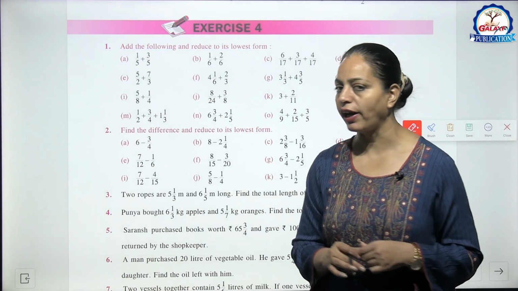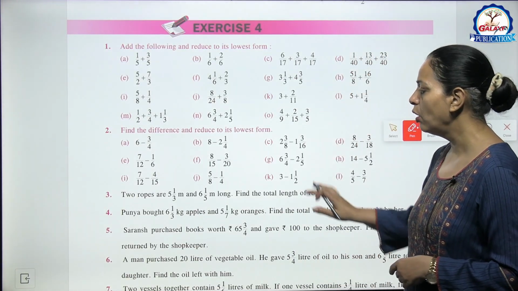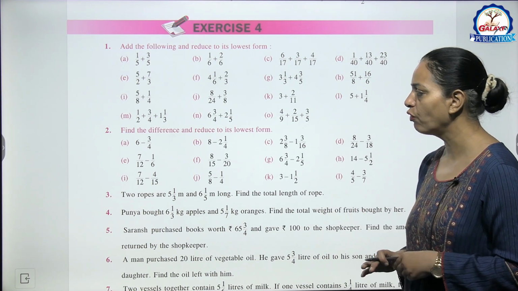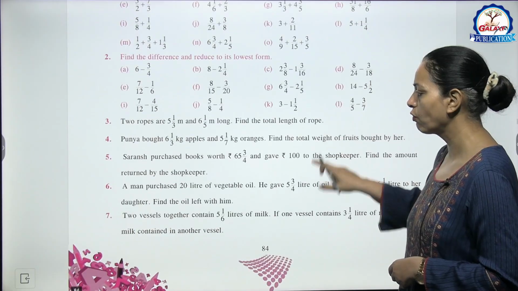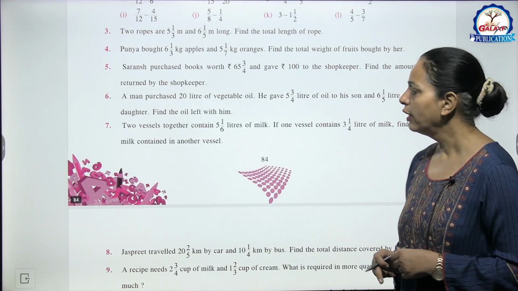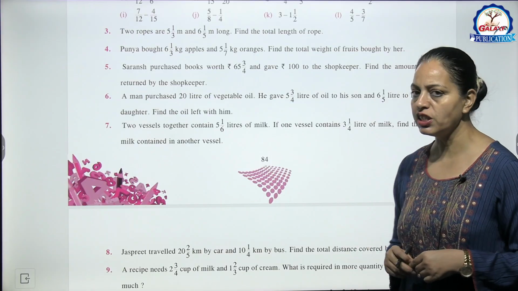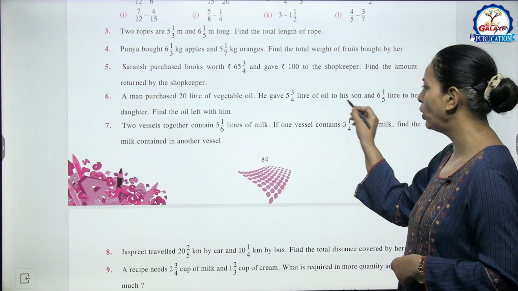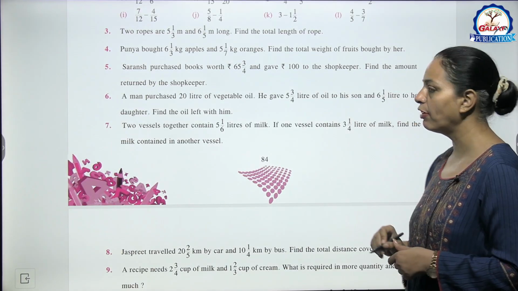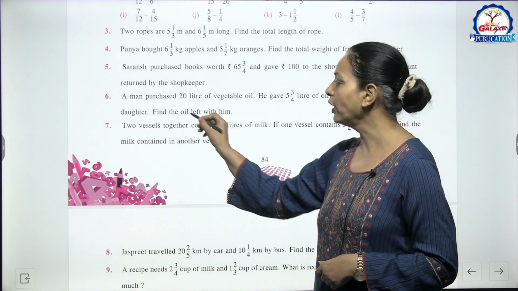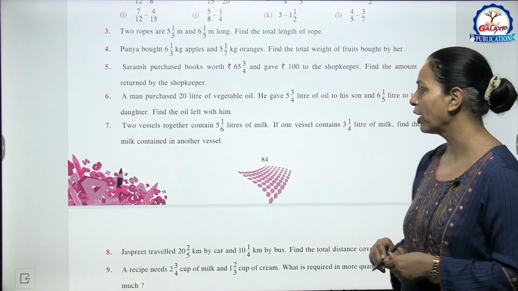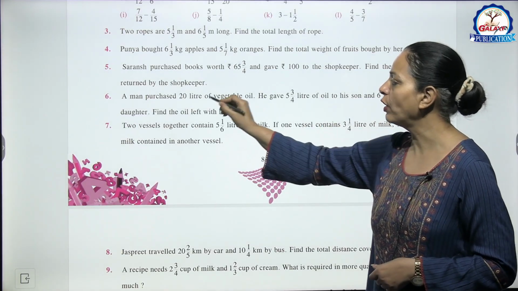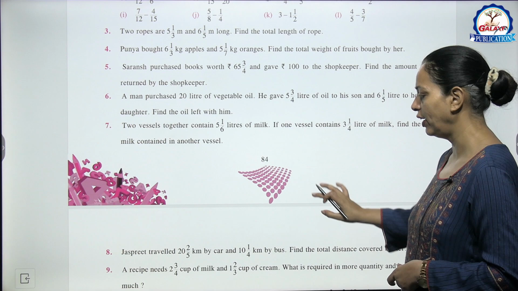ऐसे second question है, find the difference and reduce to its lowest form. Okay. Similarly, you can try second question. Now here, like sixth question, a man purchased 20 liter of vegetable oil. He gave 5 whole 3 by 4 liter of oil to his son and 6 whole 1 by 5 liter to her daughter. Find the oil left with him. तो हम क्या करेंगे? First of all, add these two. इन दोनों को add करके 20 में से minus कर देंगे.